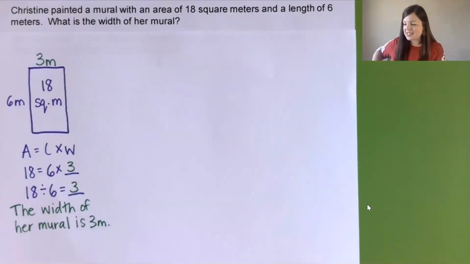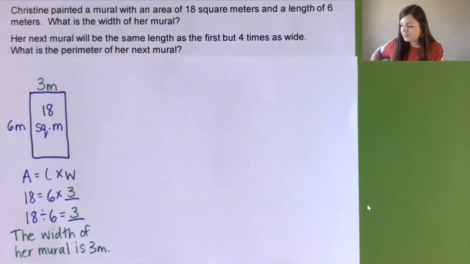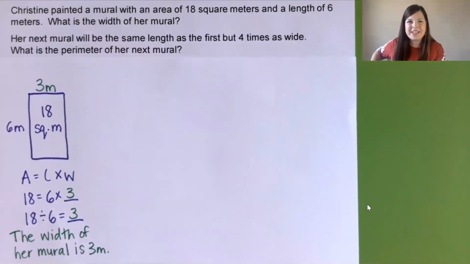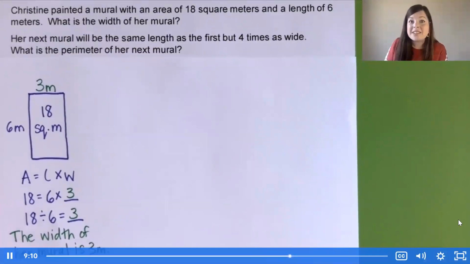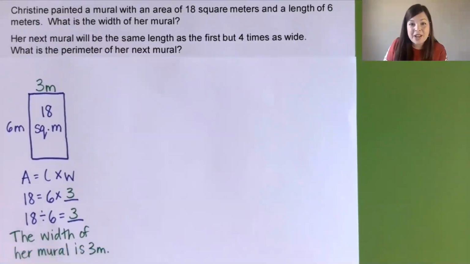Now let's read this next part. Ready? Read. Her next mural will be the same length as the first, but 4 times as wide. What is the perimeter of her next mural? Now, using these dimensions, let's draw a rectangle to represent Christine's next mural.